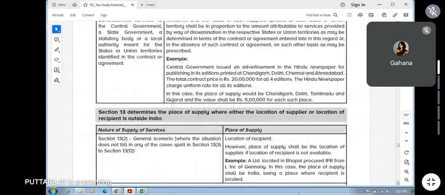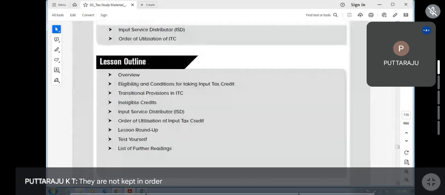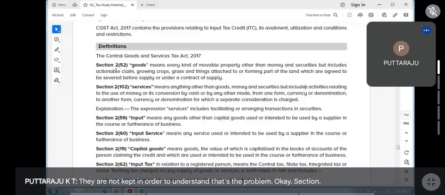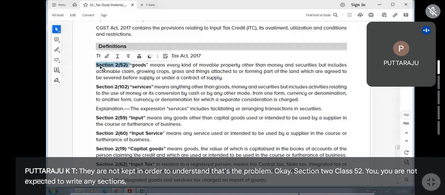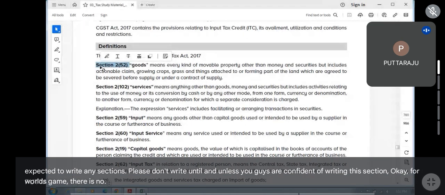They are not in order, meaning that's the problem. Okay. You are not sections. Please don't write until and unless you are confident of writing the section. Okay, for the dual scheme, there is no scope at all to write the section. I am mentioning this one for the new scheme.